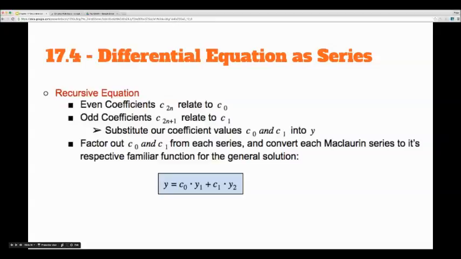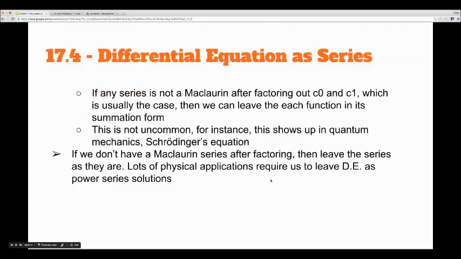And we substitute our coefficient values into y, and then we factor them out from each series, and we can convert each Maclaurin series to its respective familiar function for this general solution. Y equals C naught times Y1 plus C1 times Y2. And Y1 and Y2 aren't necessarily going to be Maclaurin series. They're usually not going to be Maclaurin series if you're doing this in physics. So if they're not, it's okay. We can just leave the equation in its summation form.